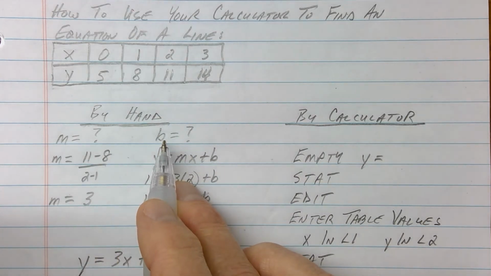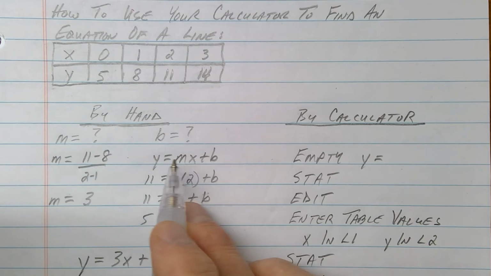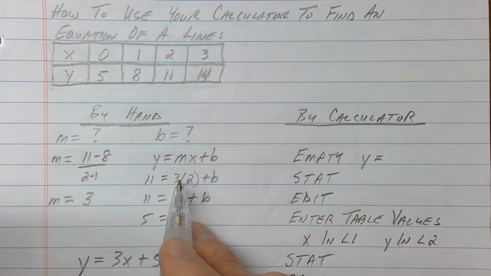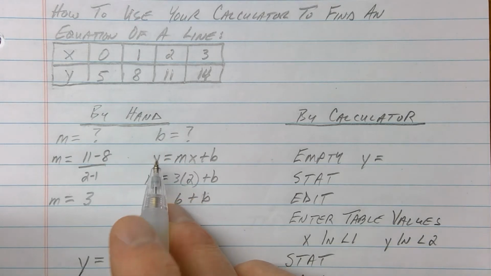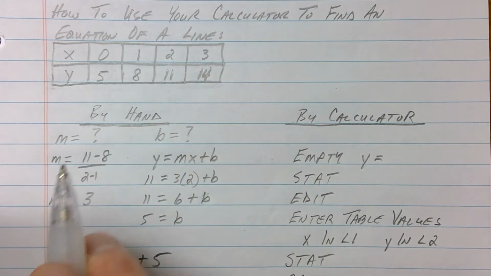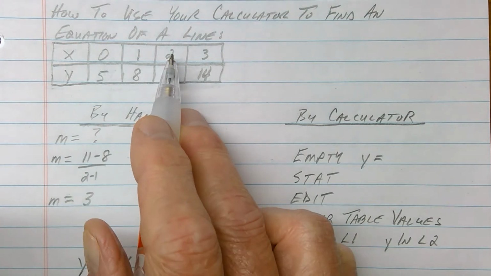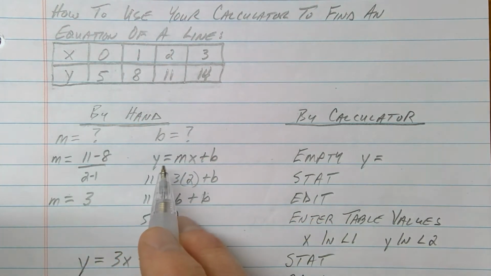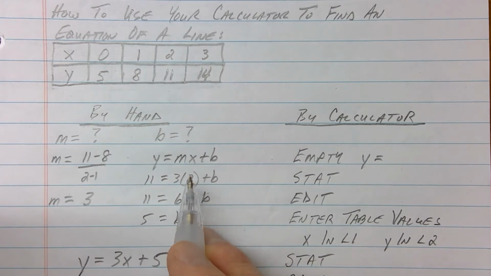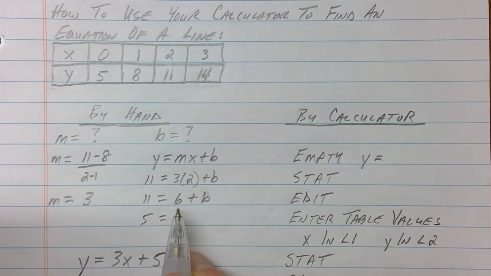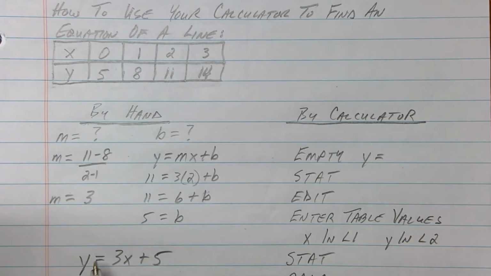Now I need my y-intercept. Since I'm looking for b, I need numbers for y and m and x. We just figured out m is 3. Any x and y in the table will work. I chose to use 2, 11. So I'm going to replace x with 2 and y with 11. Multiply to get 6. Let's move the 6 away from the b, so minus 6 minus 6. B is 5. So our equation is y equals 3x plus 5.